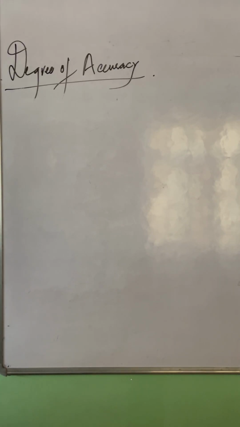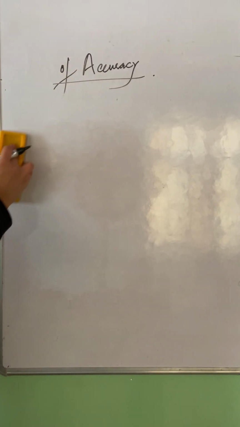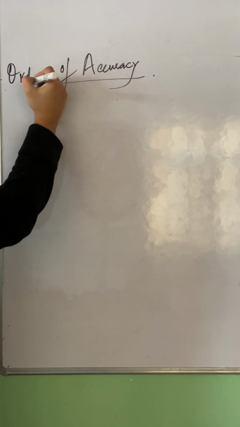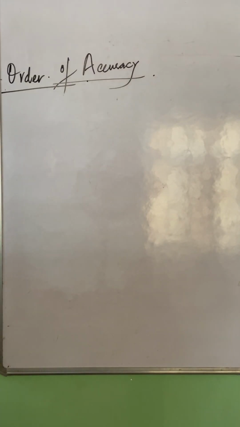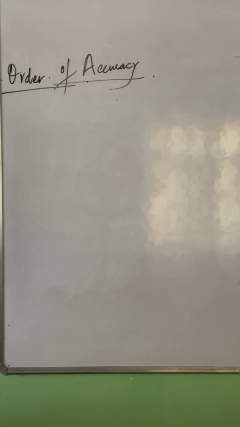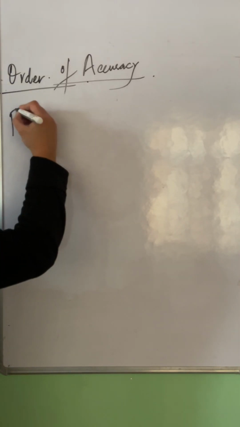All right. Now, order of accuracy. We have completed degree of accuracy. Now we'll study order of accuracy. The minimum degree of accuracy allowed for a particular survey and the range of allowed degrees of accuracy is known as the order of accuracy. And the most accurate work is designated as the work of the first order accuracy.